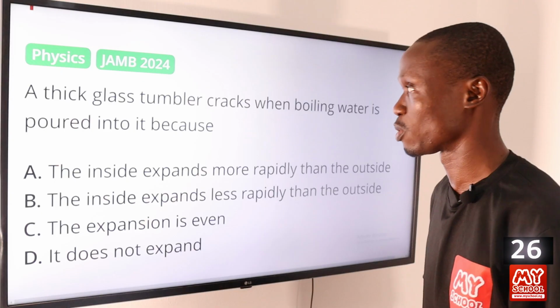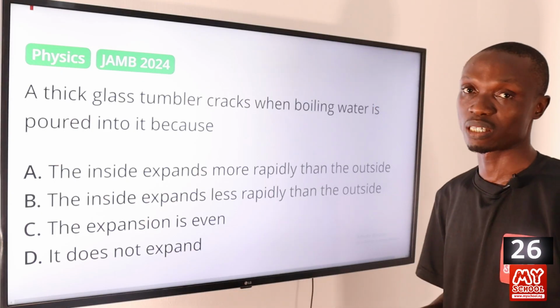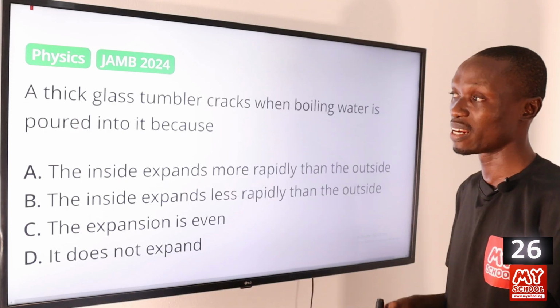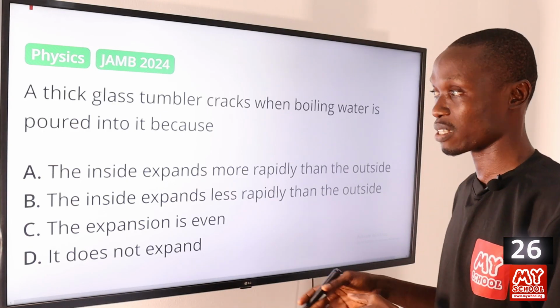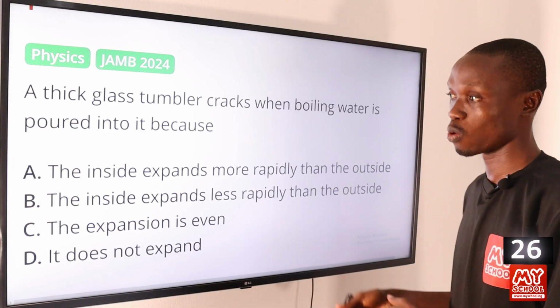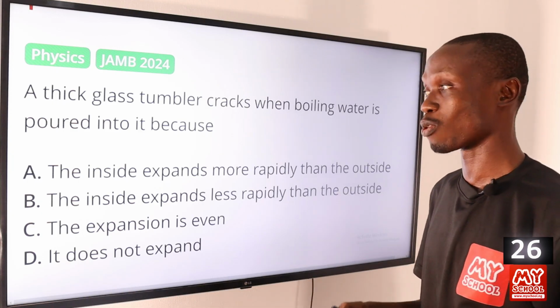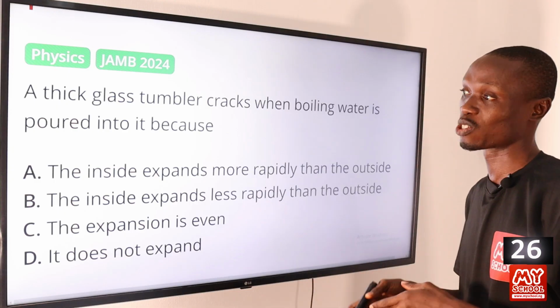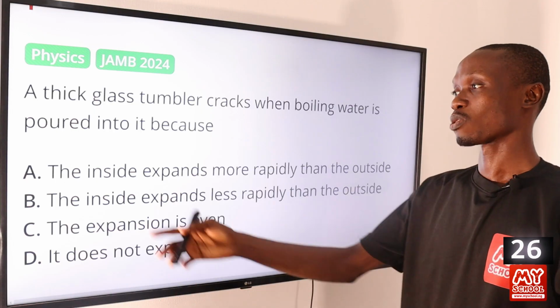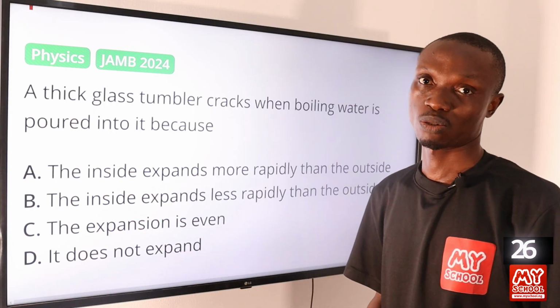And the reason for that is because when boiling water is poured inside a glass tumbler, the inside surface heats up and expands quickly, while the outer surface remains cooler and expands more slowly. So due to the difference in the rate of expansion, this creates stress in the glass tumbler leading to crack, okay? So that makes option A the correct answer to this question.